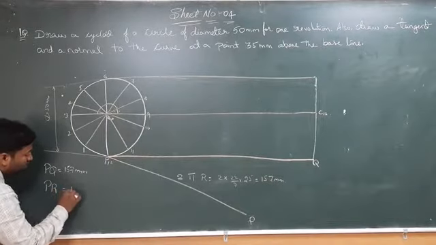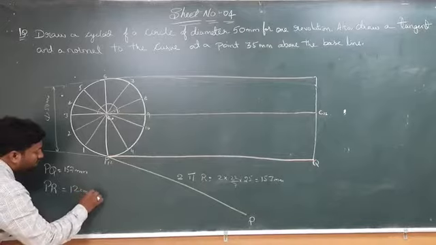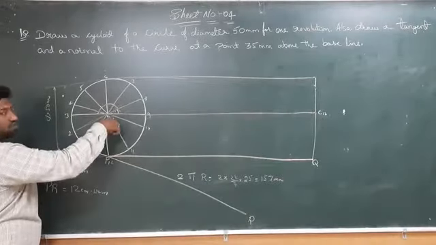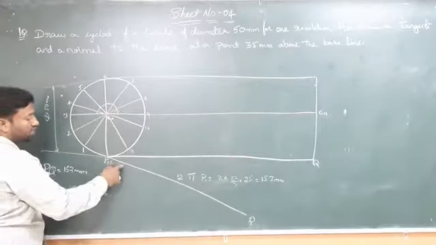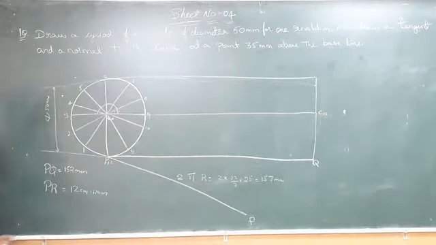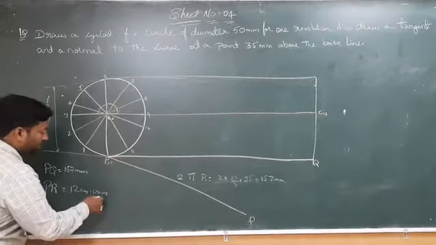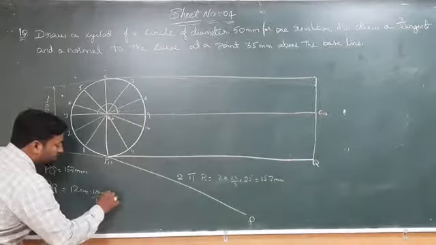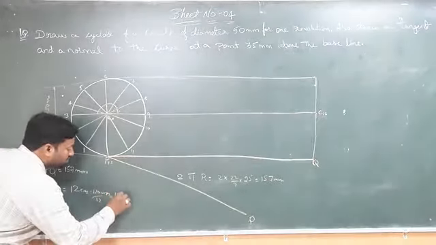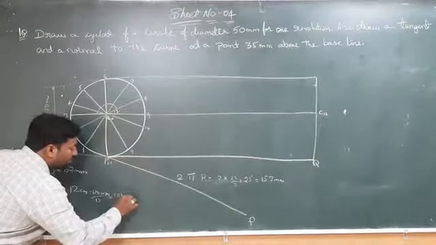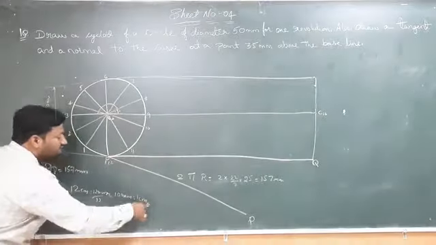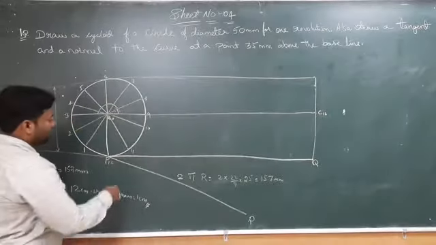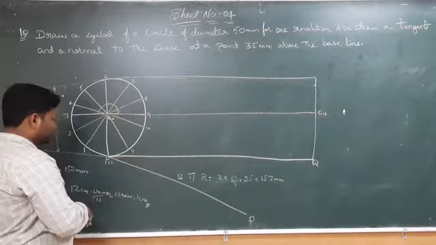PR is equal to 12 centimeter, that is equal to 120 mm. Why have I taken 120 mm? If I divide the circle into 12 equal halves, I have to draw this inclined line also into 12 equal halves. So if I take 120 mm and divide it into 12, then exactly I will get 10 mm, that is nothing but 1 centimeter for each division. So I can divide this line into 12 equal divisions.